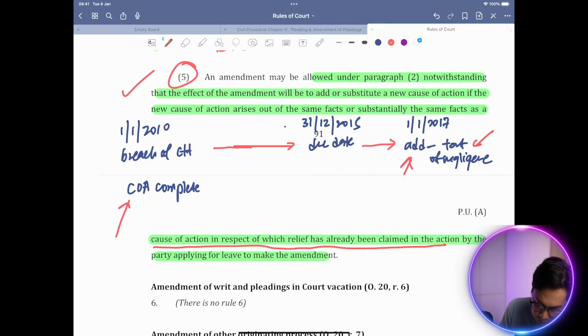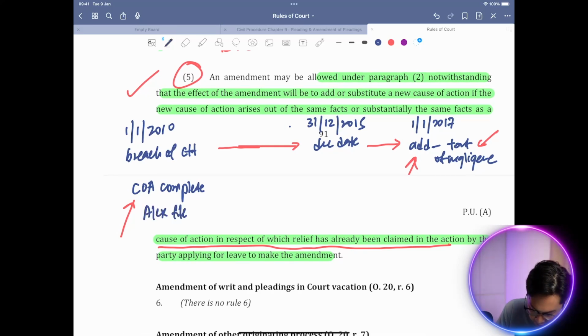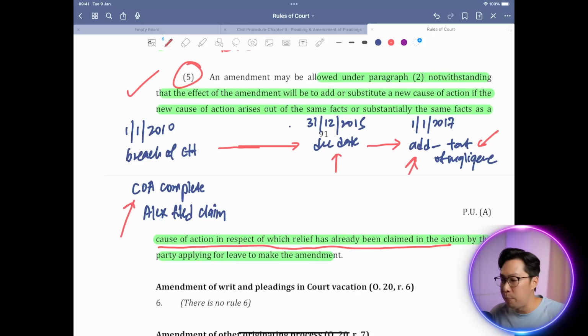Let's say this one is better. Let's say, 1st of January 2010, breach of contract, cause of action complete. This is also the date Alex filed the claim. Okay, the due date of limitation is this one. So no issue, right? Alex filed within 6 years. The date the cause of action completed, he filed it straight. On this date, 1st of January 2017, he wanted to add a tort of negligence. So, outside limitation period. So now we are looking at Order 20, Rule 5 sub 5. It says can, if the new cause of action arises out of the same fact or substantially the same fact as a cause of action in respect of which the relief has been claimed.